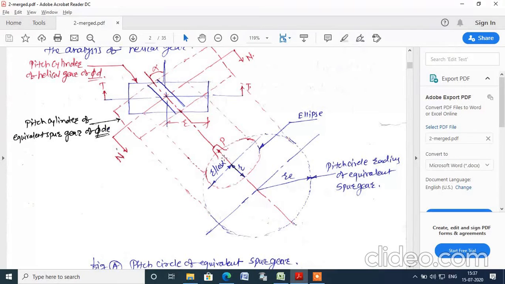Here, if we see, you will observe an ellipse whose major axis is this one and minor axis is this one, having the radii r and r by cos alpha.